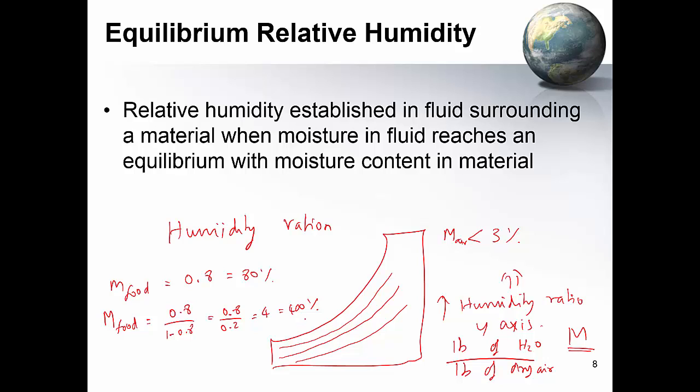Pay attention, the equilibrium condition is not the one at which the moisture content of the food is equal to the moisture content of the air. It will never be equal, right? So the moisture content of the food is not going to be equal to the moisture content of the air.